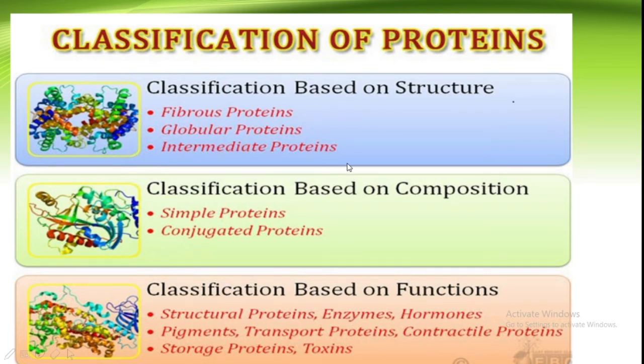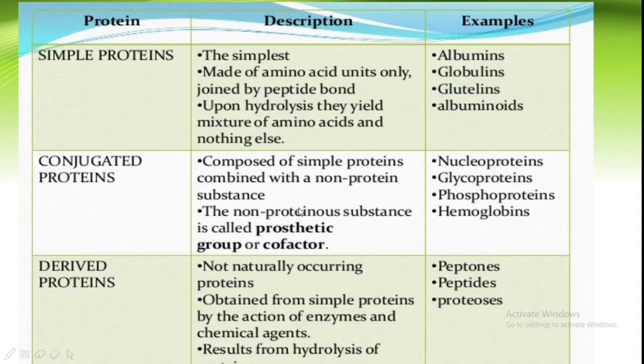So the simplest one is the simple proteins. Simple proteins, the simplest, are made up of amino acid units only, joined by peptide bonds. Upon hydrolysis, they yield a mixture of amino acids and nothing else. Examples are albumins, globulins, glutelins, albuminoids, and then legumin, collagen, and histones are the simple proteins.